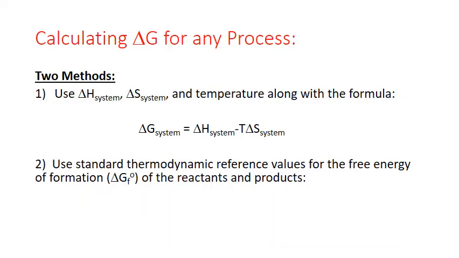There are two major methods for calculating the Gibbs free energy change for any process. The first is to use measured or calculated values of the enthalpy change of the system, delta H, the entropy change of the system, delta S, and temperature, along with the Gibbs free energy formula of delta H system minus the temperature times the delta S of the system. The second method involves using standard thermodynamic reference values for the free energy of formation of the reactants and the products. We'll review both methods in this PowerPoint, but we'll start with the first one.